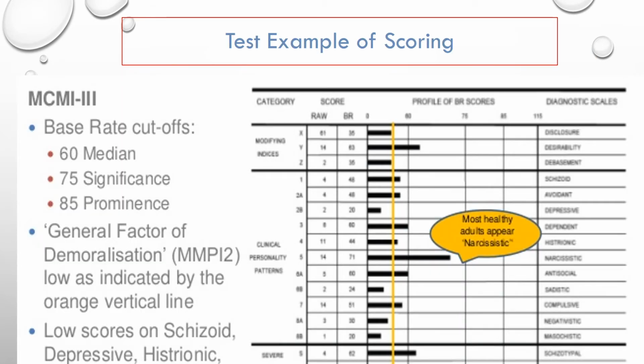This picture allows us to take a closer look at base rates of the MCMI-3, where we can see cutoff rates as shown. Base cutoff rates are at 60 for the median, 75 for significance, and 85 for prominence. The yellow text inserted shows us that most adults appear narcissistic. However, it also shows the importance of considering all scores and not only a few scores when interpreting the results of the test.